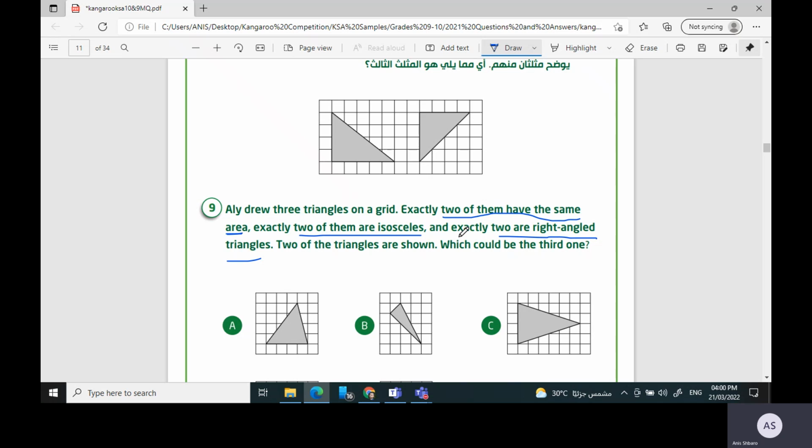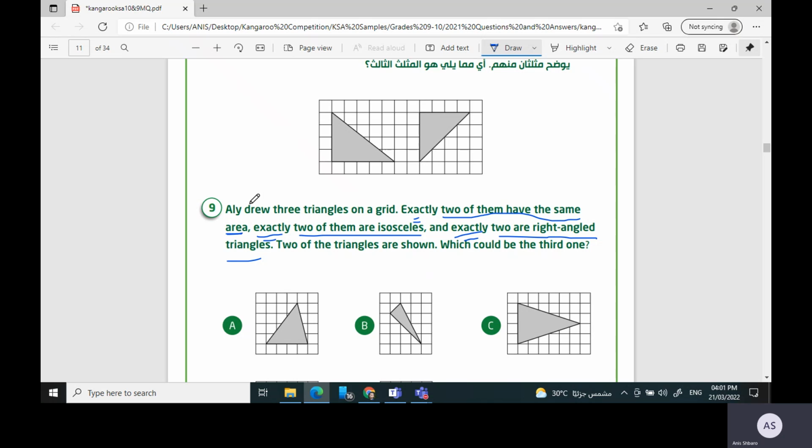And please, okay, please double line the word "exactly". So all our work will be on this word.